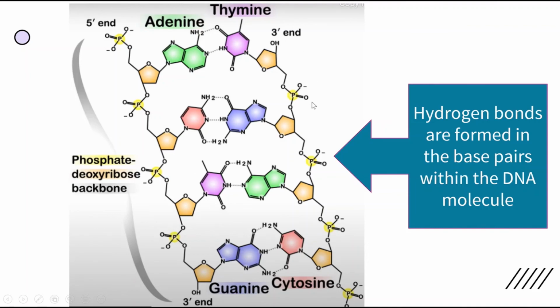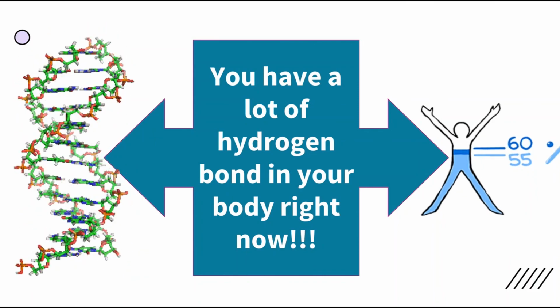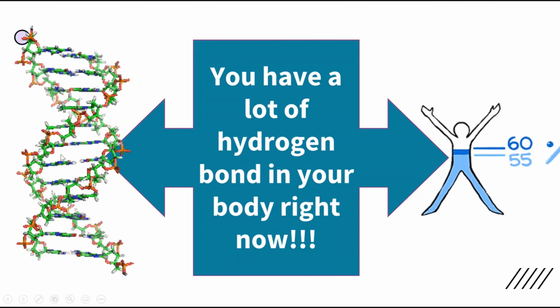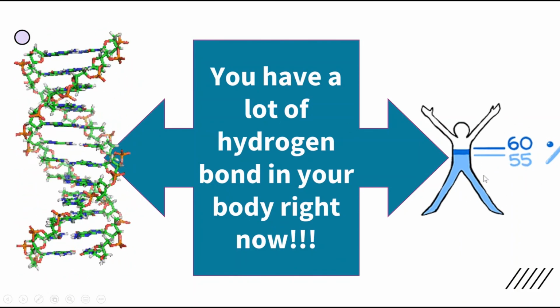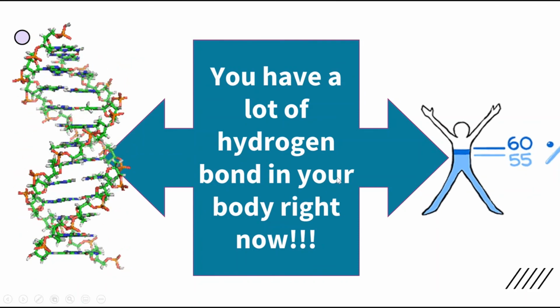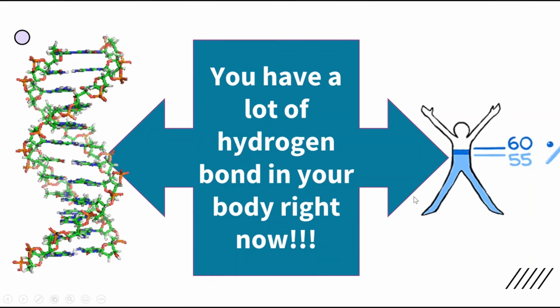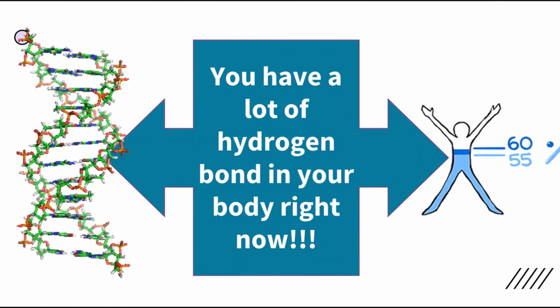So you can imagine that there are a lot of hydrogen bonds right now in your body, right? Because we have a lot of DNA molecules within our cells, and we have a lot of water molecules in our cells as well. So right now you have a lot of hydrogen bonds in your body. Even in proteins, we have hydrogen bonds, which give a structure to the protein molecule.